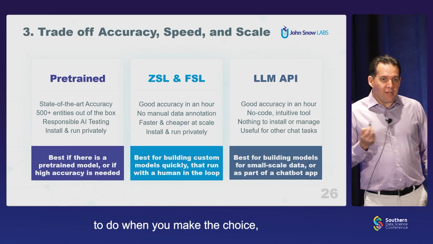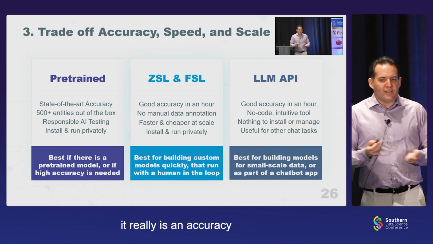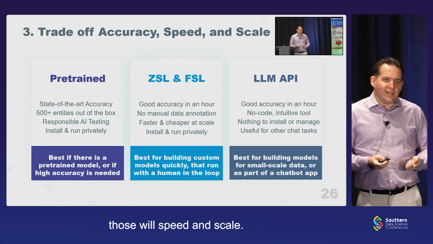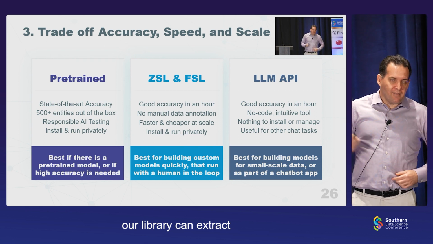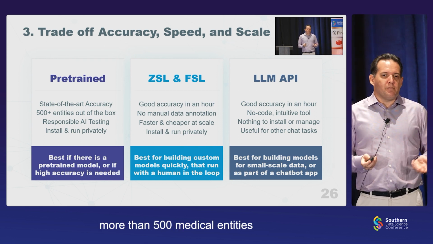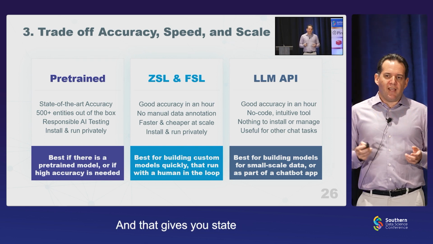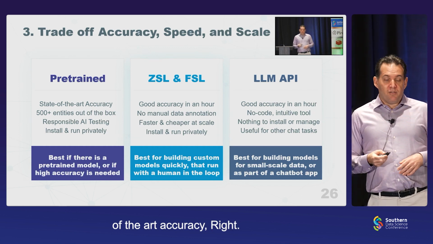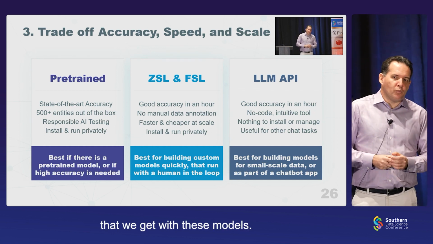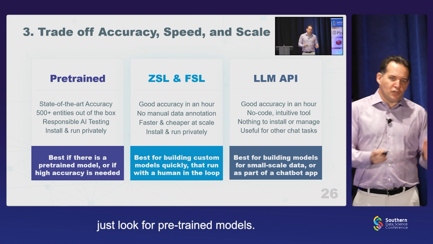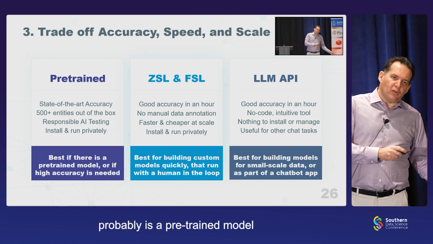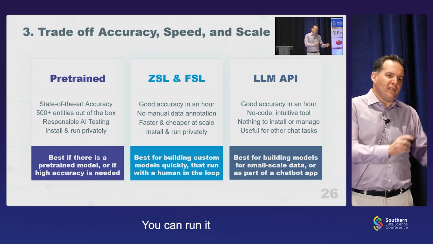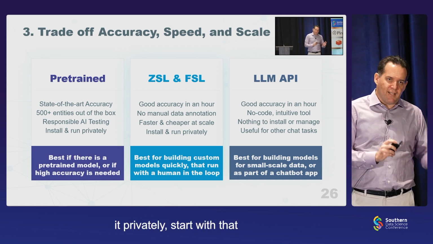And the other thing to do when you make the choice, a lot of it is accuracy versus speed and scale. So right now, for example, our library can extract more than 500 medical entities out of the box. And that gives you state-of-the-art accuracy, right? So far better accuracy than we get with these models. So the first thing you should do, just look for a pre-trained model. From my experience, there probably is a pre-trained model. It will give you better accuracy, better speed. You can run it at scale, run it privately, start with that.